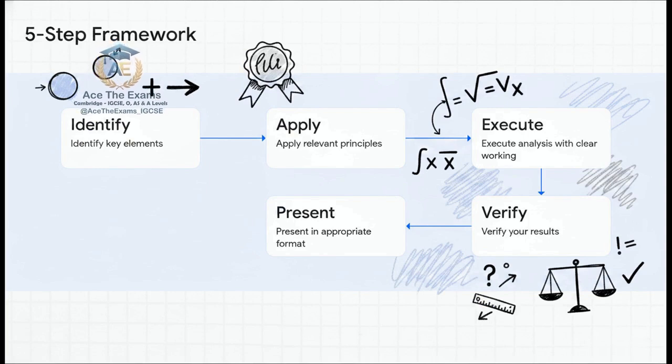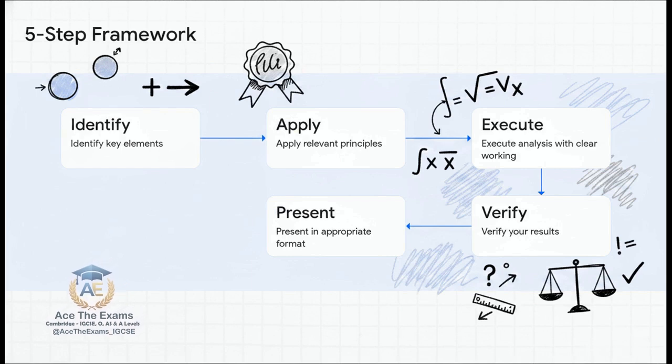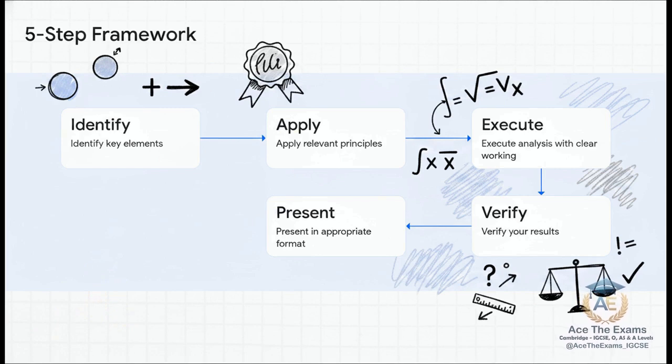Step 1, identify key elements. You need to extract the masses, the initial velocities, and vitally, establish your positive direction right out of the gate. Step 2, apply relevant principles. Don't just do the math. Explicitly state, by the principle of conservation of momentum, let them know you know. Step 3, execute analysis with clear working. Write the core algebraic equation clearly before you start plugging in a bunch of numbers.